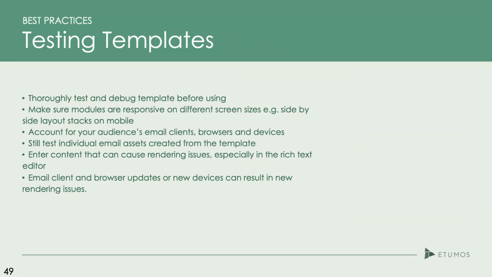Testing the template can help you catch and fix major bugs, but you'll still need to test every individual email asset created from the template. It's still possible to enter content that can cause rendering issues, especially in the rich text editor. For example, pasting in formatted text from Word can result in a lot of junk style tags. You might notice rendering issues that arise from changes in email clients or browsers or with a newly released device.